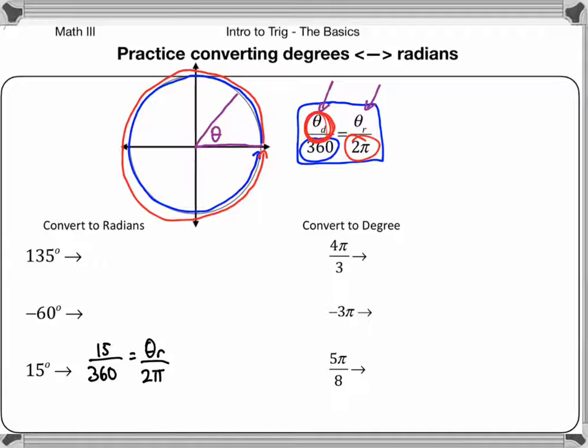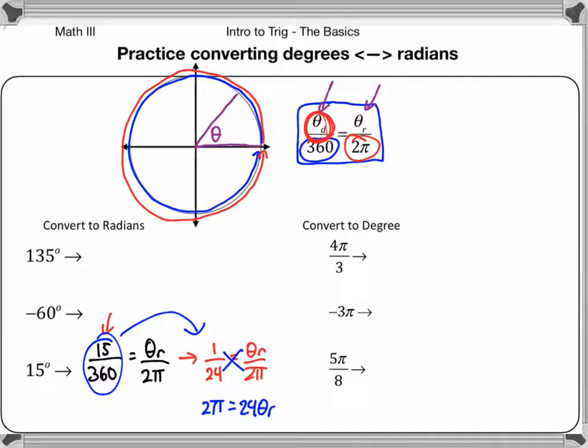Okay, for this next one, we want to get 15 degrees. And 15 degrees is going to be on top right here. We want to get radians, so I'm going to reduce the left-hand side, which will look like that. I divided 15 in the top and the bottom to simplify this fraction right here. And then cross multiply. So I get 2 pi equals 24 theta r. Divide each side by 24, and that gives me 2 pi over 24 equals theta r.